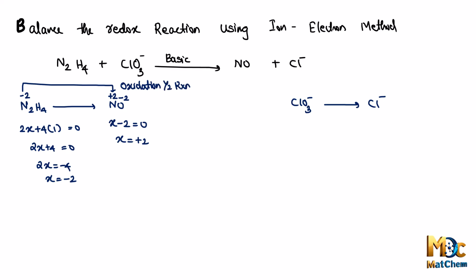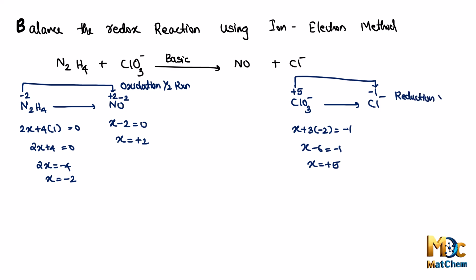If you think here, in the case of Cl minus, the oxidation number is -1. In the case of ClO3 minus, oxygen is -2. You can assume X for chlorine; there is only one chlorine. So X plus 3 into -2 is equal to -1, so X minus 6 equal to -1. Therefore, X is equal to +5 state. So the chlorine is in +5 state. So the oxidation state of chlorine decreases from +5 to -1. So this is the reduction half reaction.